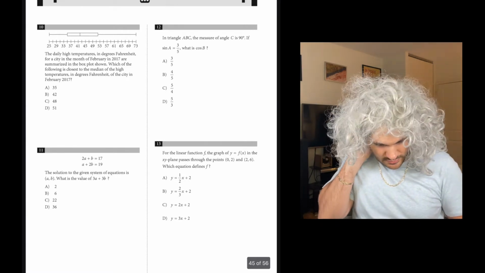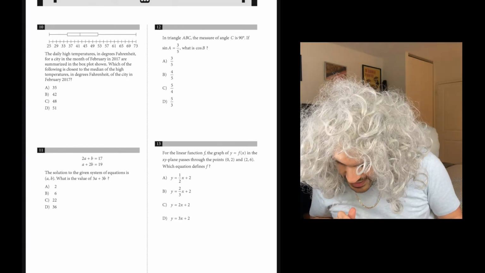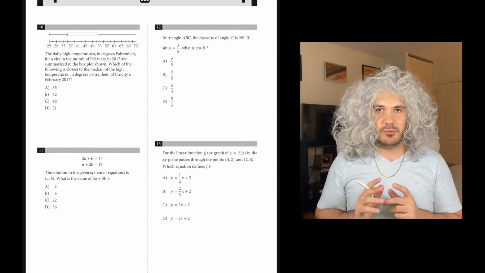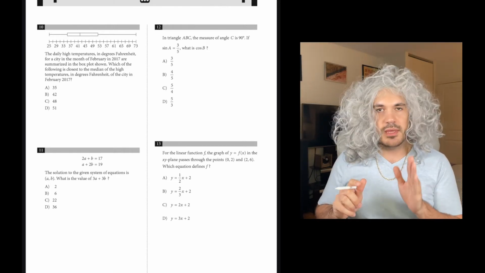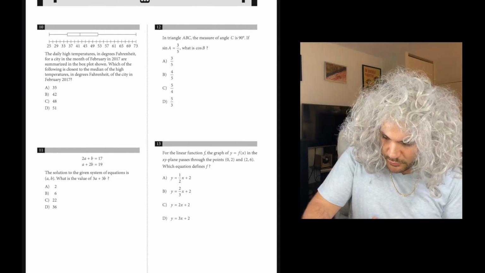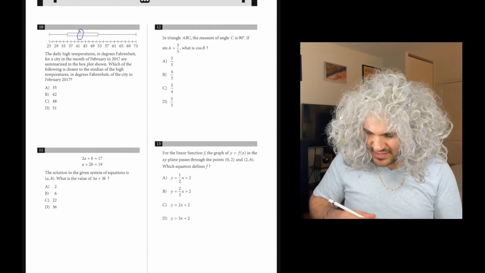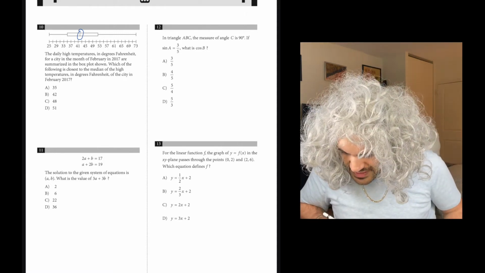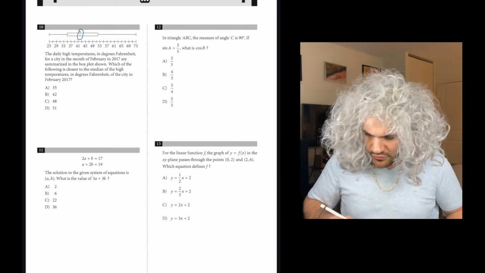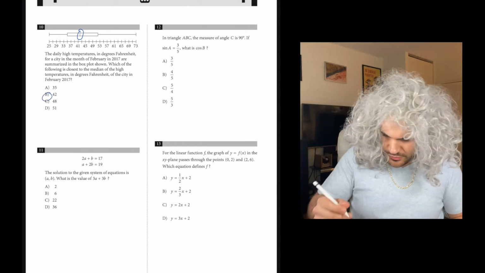Number 10, we have a box and whisker plot. Here we want to know the median temperature. In the box and whisker plot, the median is that middle line. So it's this line right here. So we want to see what that's closest to. And it looks like that's between 41 and 43. So 42 should be our answer.